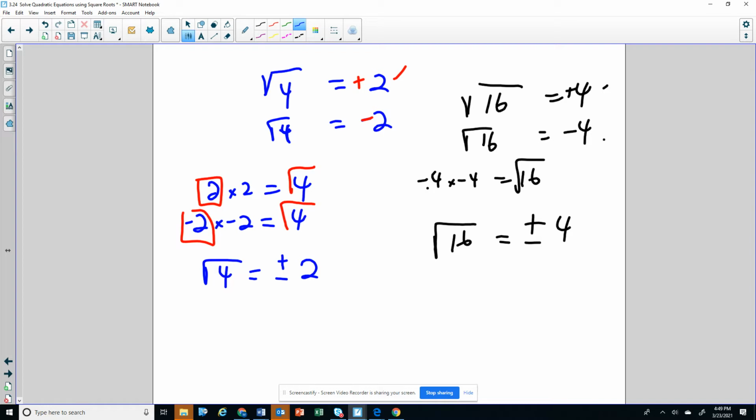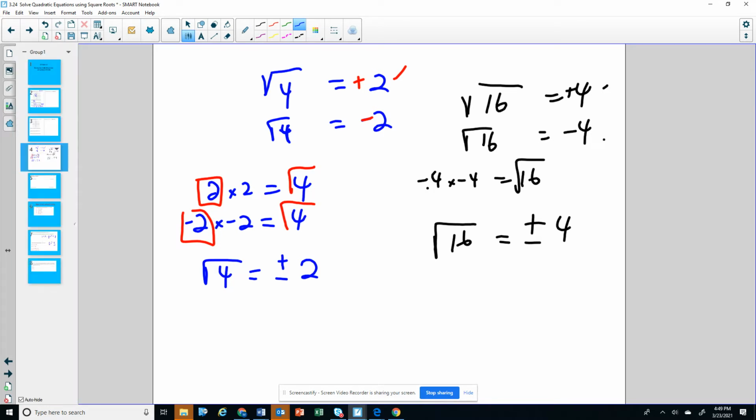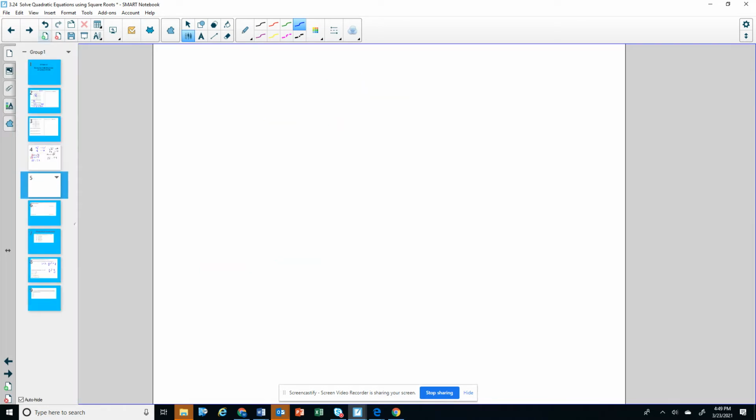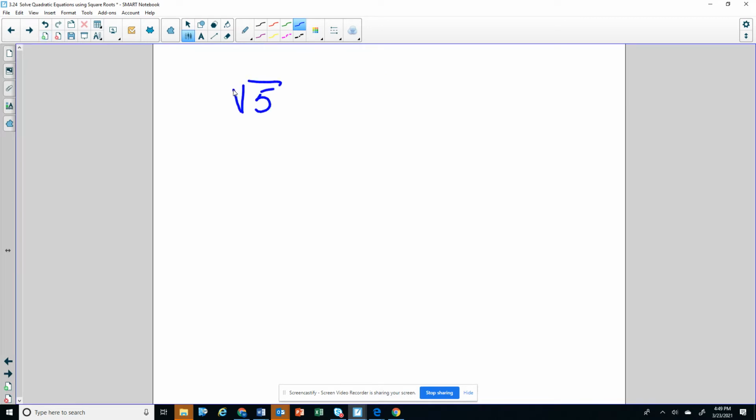Now, sometimes the number you're asked to find the square root of is not a perfect square. For instance, what if you're asked to find the square root of 5? Well, 5 is not a perfect square, all right?